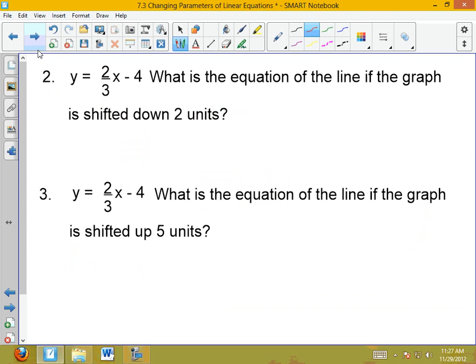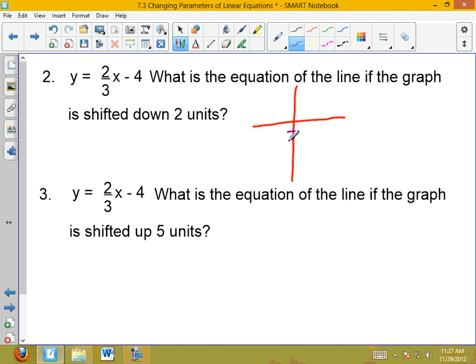So let's look at number 2. Shift down. So if I shift it down, I subtract 2. -4 minus 2 is -6. Now, here's a quick, easy way. If you still want to write it out, just draw your x and your y axis. Okay?